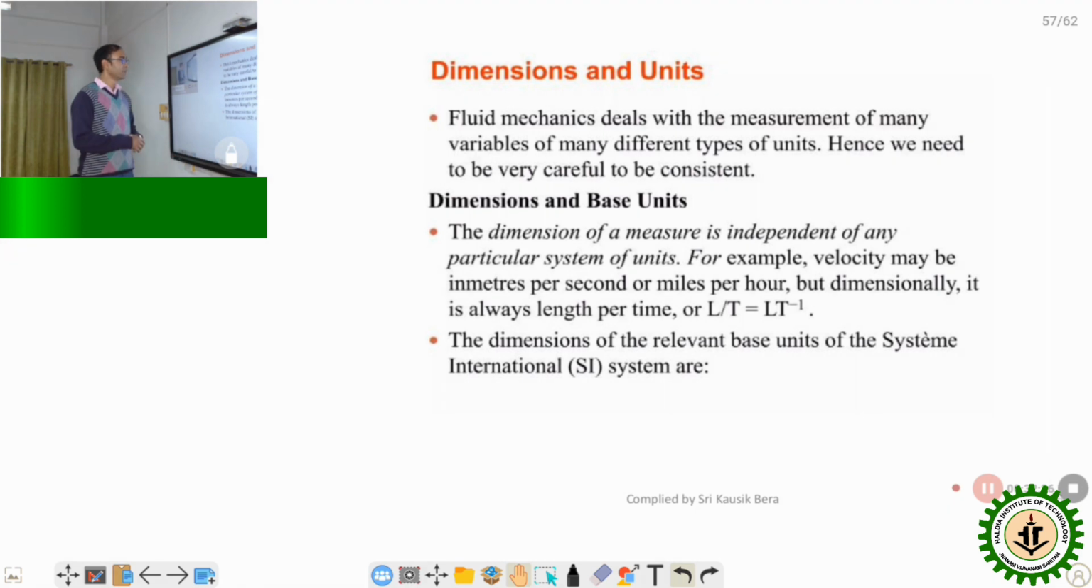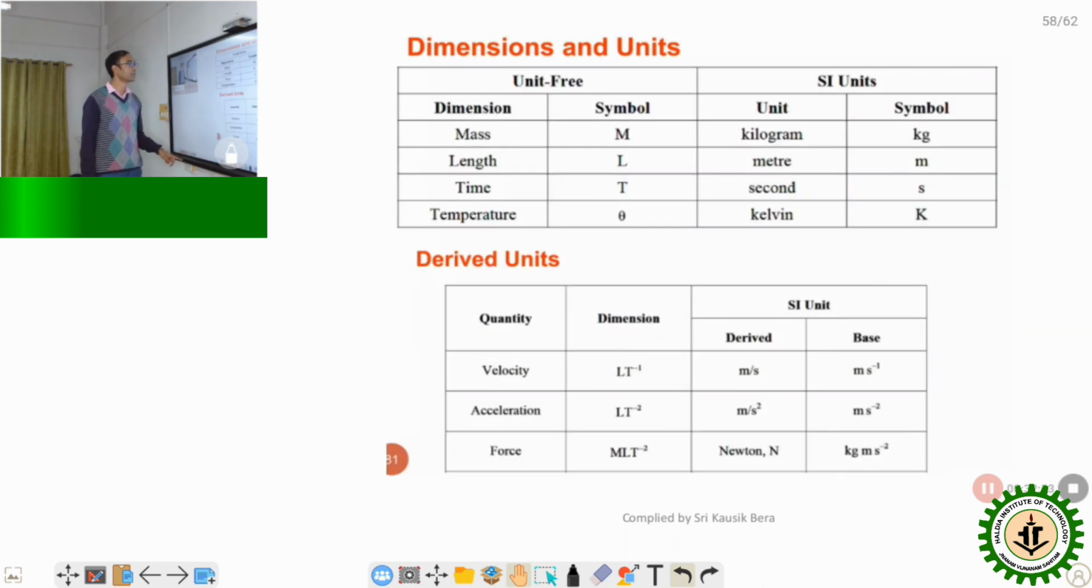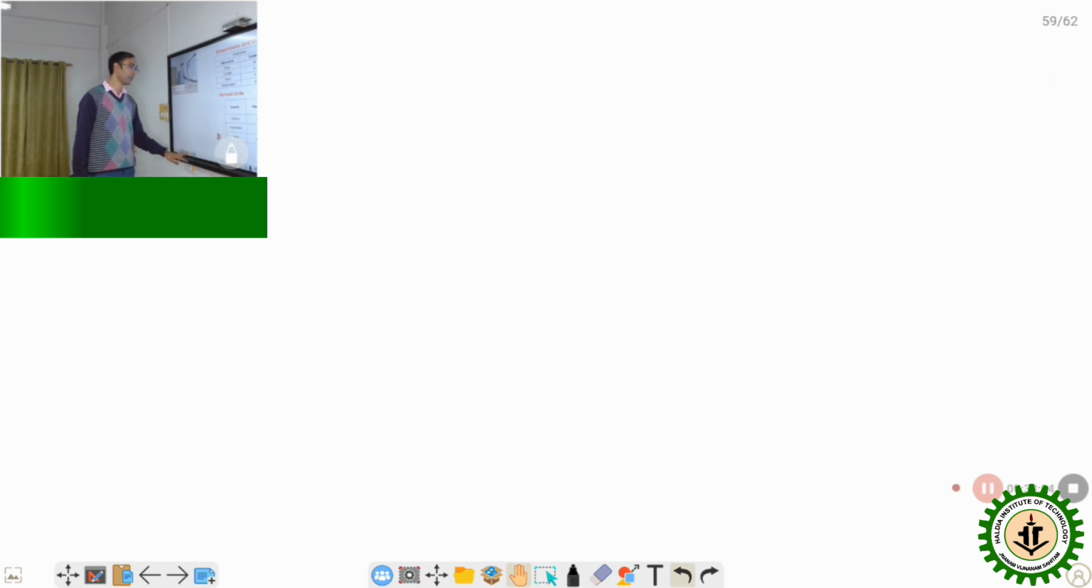Now dimensions and units. This deals with many variables and many types of units. The dimension of a measure is independent of any particular system of units. For example, velocity may be in meters per second or miles per hour, but dimensionally it is always L by T, L T to the power minus 1. The dimensions of the relevant base units in the SI system are mass, length, time, and temperature. Derived units: velocity is L T to the power minus 1, acceleration is L T to the power minus 2, and force is M L T to the power minus 2.